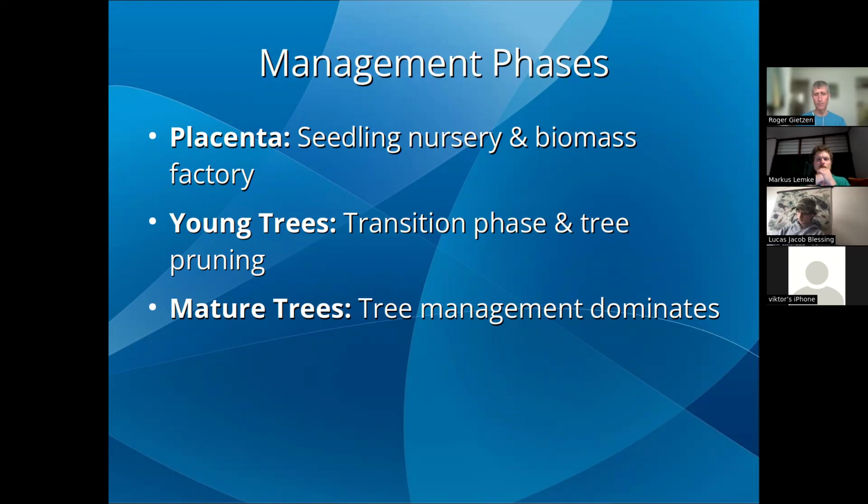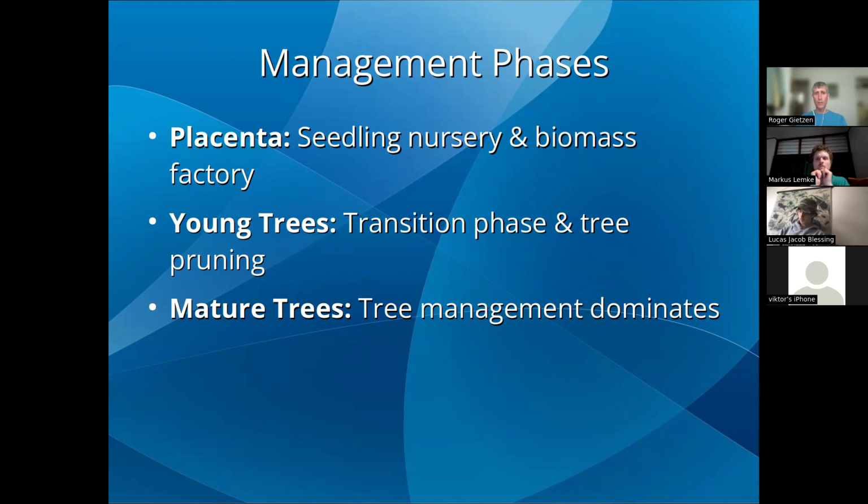This is where your short-lived non-tree species are dominating. And then the second phase would be the young, I call it young trees or young forests. So this would be the point where the trees you planted start to dominate, but they're still adolescent. And then mature trees would represent when you're really getting to fruit production and the trees are mature.